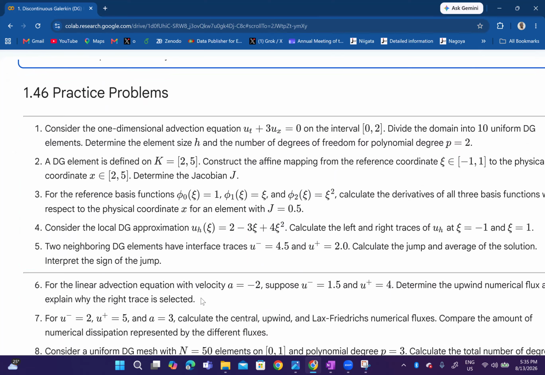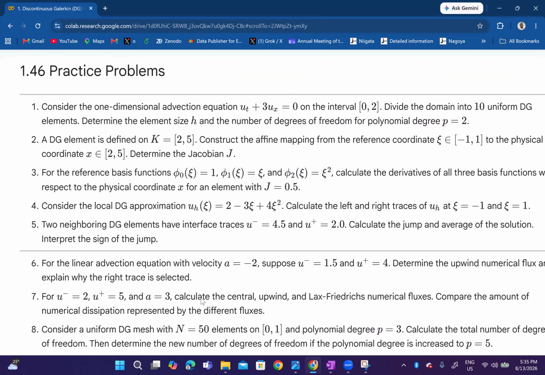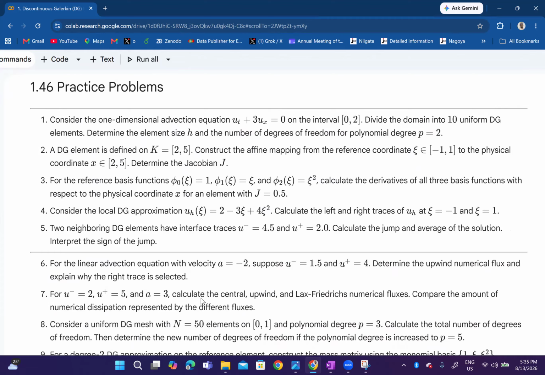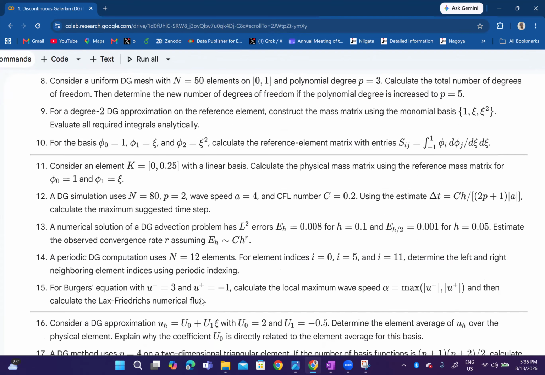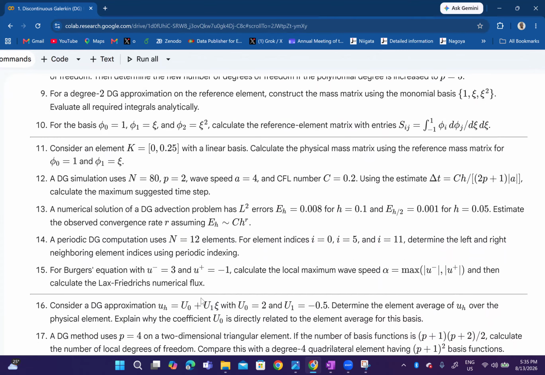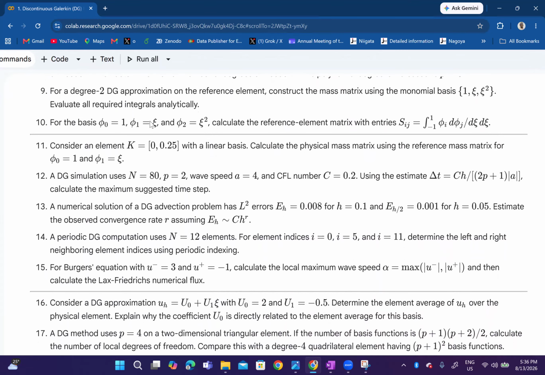So we have these practice problems. I think I'll try to solve two problems. I'll solve 9 and 12. You can see questions 1 to 8 clearly here. And then question 9, I'm going to solve. Question 9 says: for a degree 2 discontinuous Galerkin approximation on the reference element, construct the mass matrix using the monomial basis 1, psi, and psi squared. Evaluate all required integrals analytically.